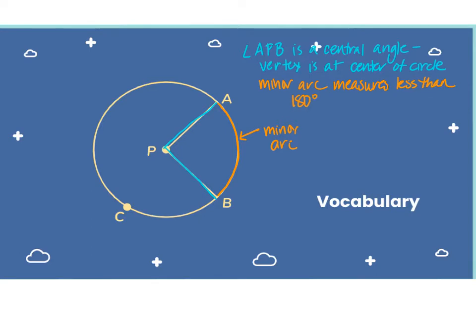And that leads us to the major arc. And that major arc is going to go from A all the way around the circle to C, and then it's going to stop here at B. So this right here is our major arc. And a major arc measures greater than 180 degrees.